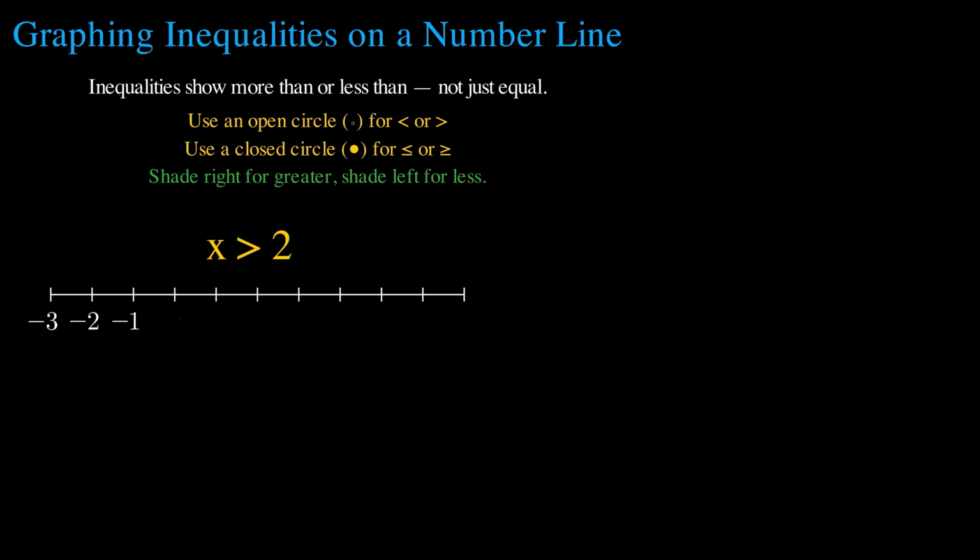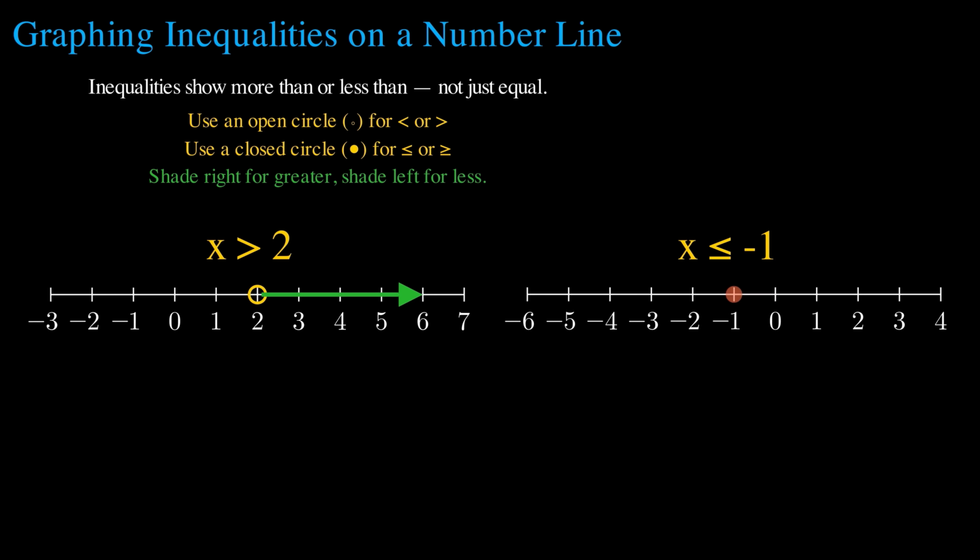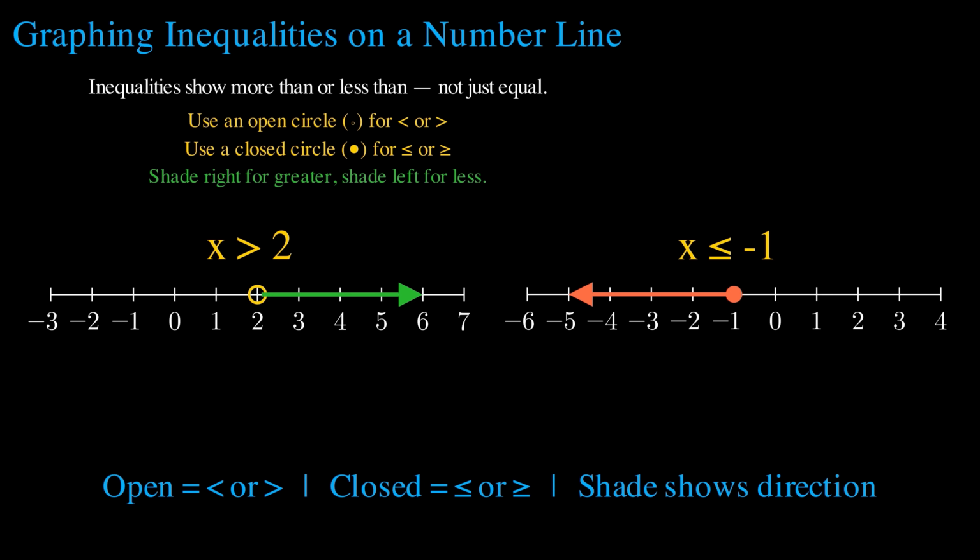Then, look at the arrow. Shade to the right for greater. Shade to the left for less. The shading shows all the answers. Use an open or closed circle, then shade in the correct direction.